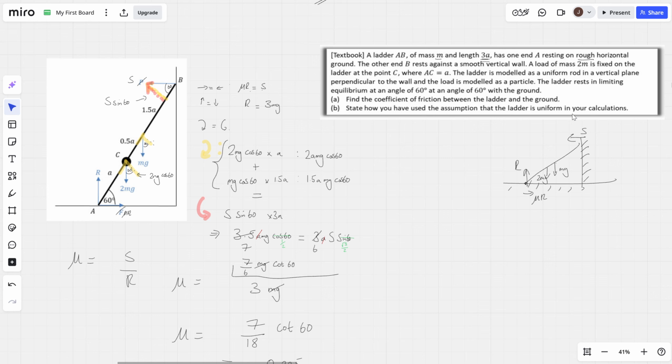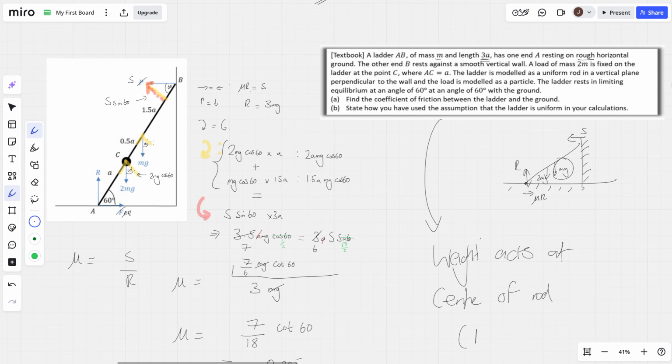We've done that. State how you've used the assumption that the ladder is uniform. That's a nice question. It just means that the weight acts at the center of the rod. In other words, 1.5a from the left or the right. Yeah, that was all we need to say for part B.